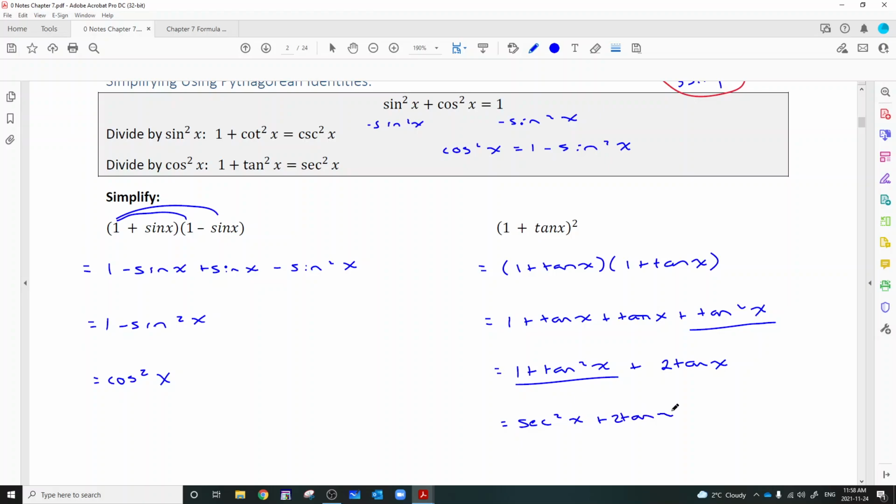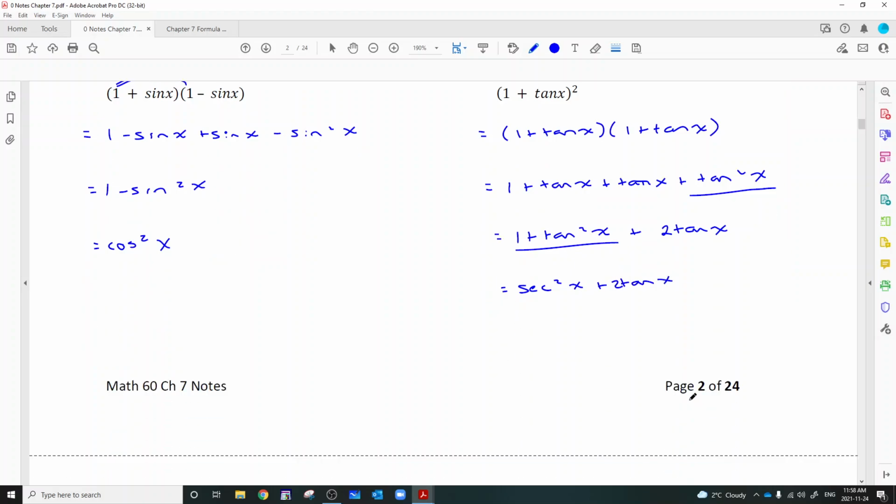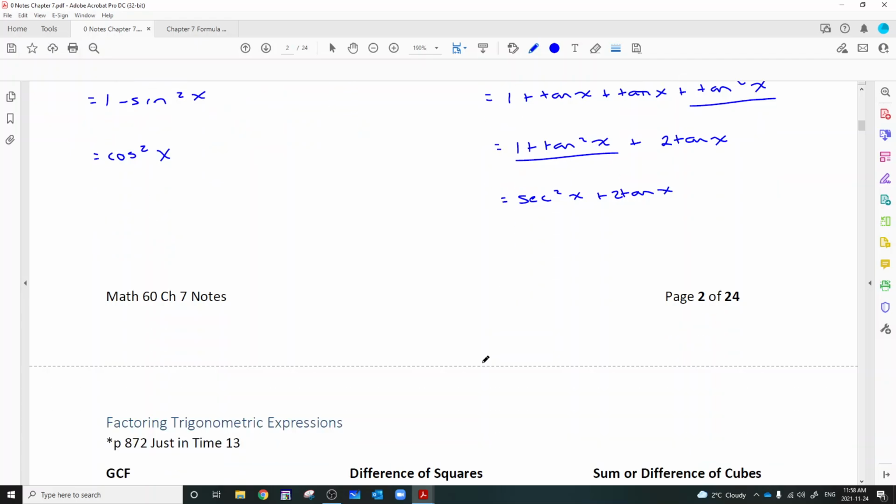Now, some of you might be going, well, Karen, why don't you replace the secant squared x with 1 over cos squared x and the tan x with sine x over cos x? My answer is, how do you know when to stop? I would stop there, but if you had the right side of an equation and it had cosines and sines, then yeah, you could go further. You could change them. But for now, we're going to call that good.